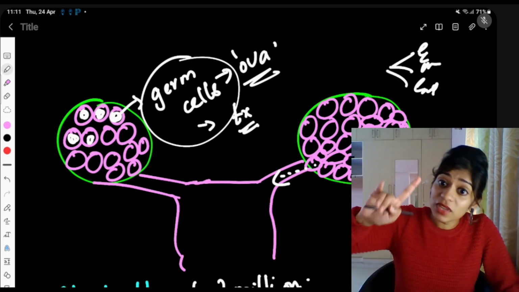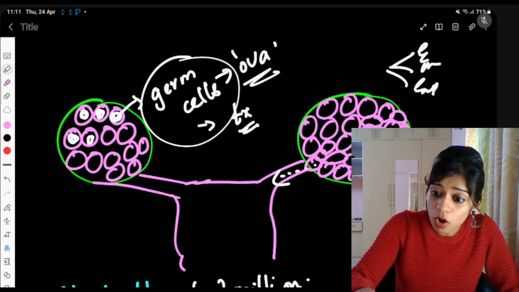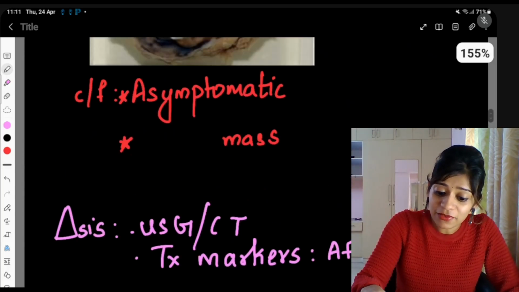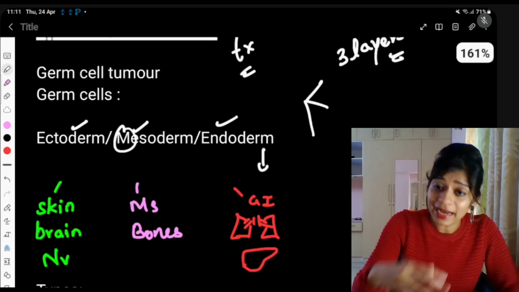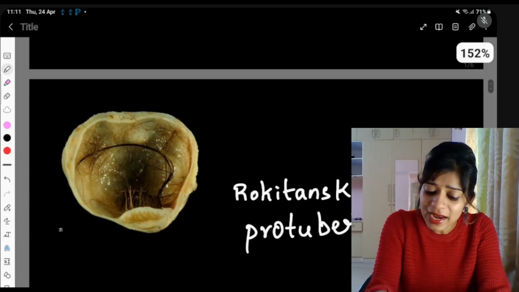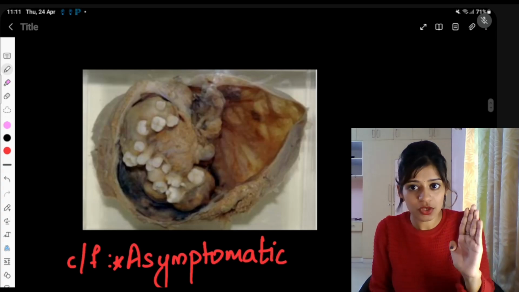That's why, if they undergo abnormal proliferation, they can form what? Any of these 3 layers, and I told you these three layers give rise to different parts of the body like skin, brain, bones, muscle. That is why such a tumor, a teratoma tumor, has got multiple tissues in it. Understood? This much understood? Okay.